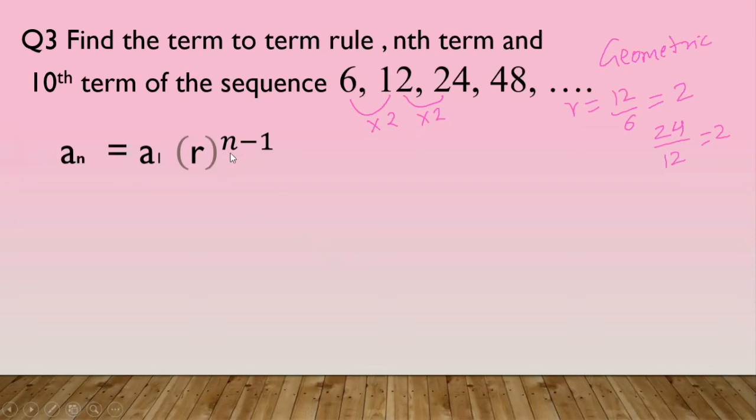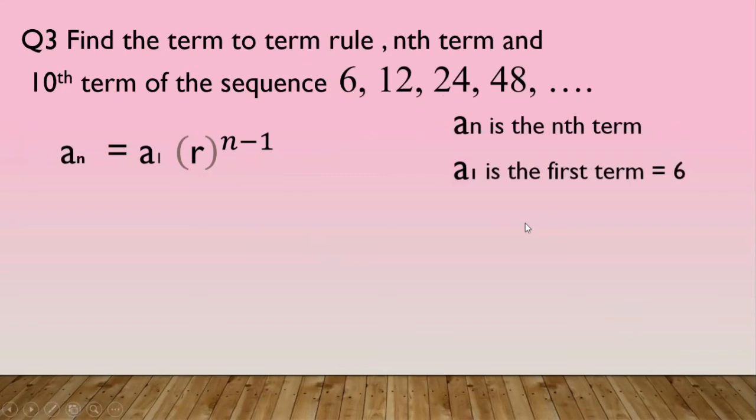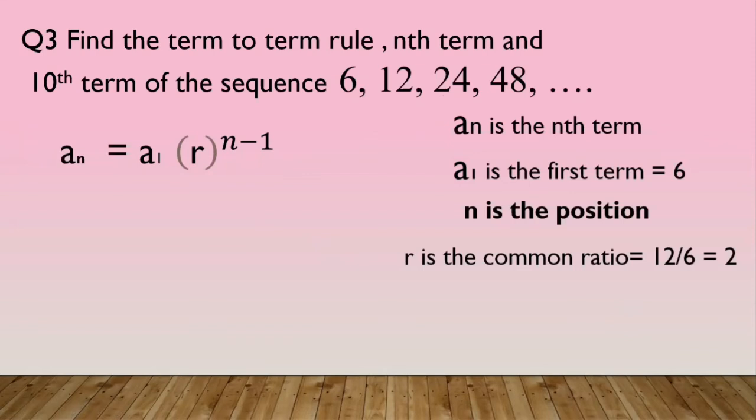a1 r raised to n minus 1. Let us understand each of these things, what they are. An is our nth term. R is the common ratio. A1 is the first term, which is given as 6 here. N is the position, and r is the common ratio, which is 12 divided by 6, which is 2.